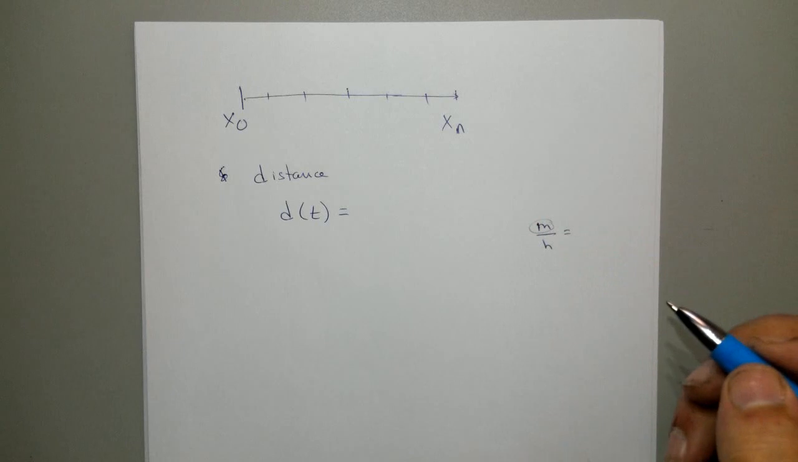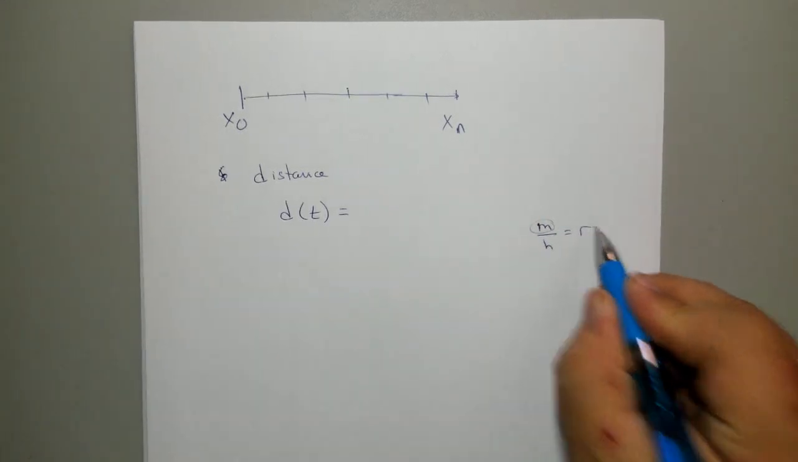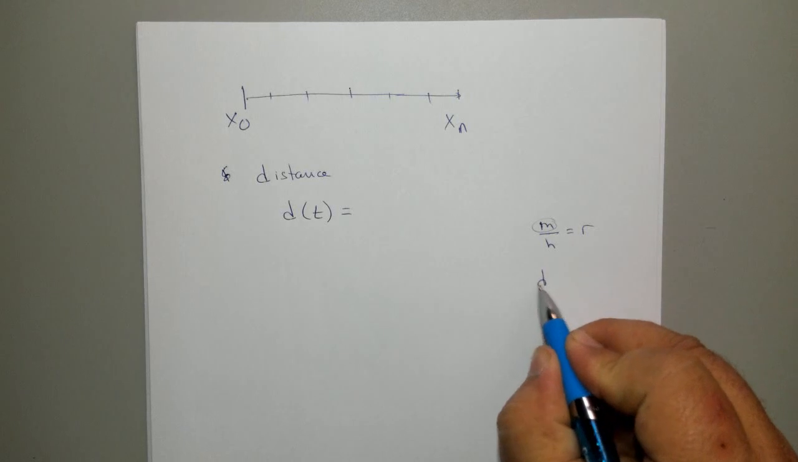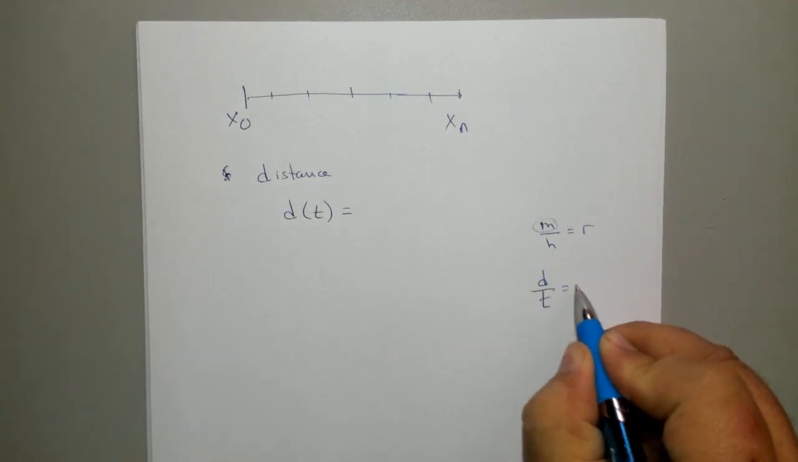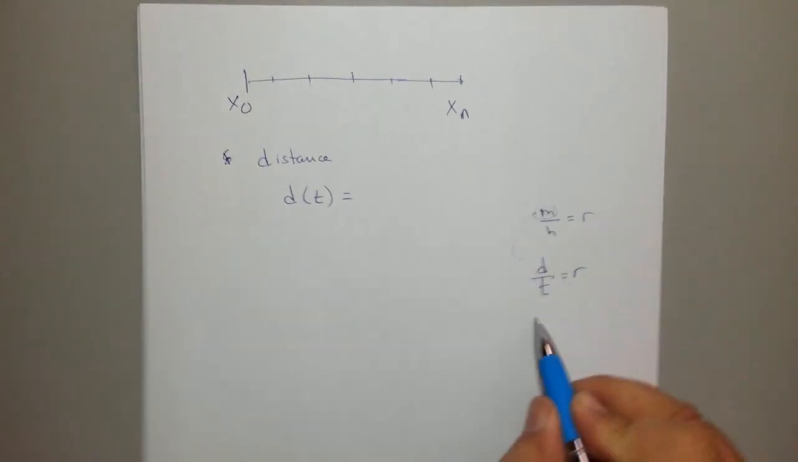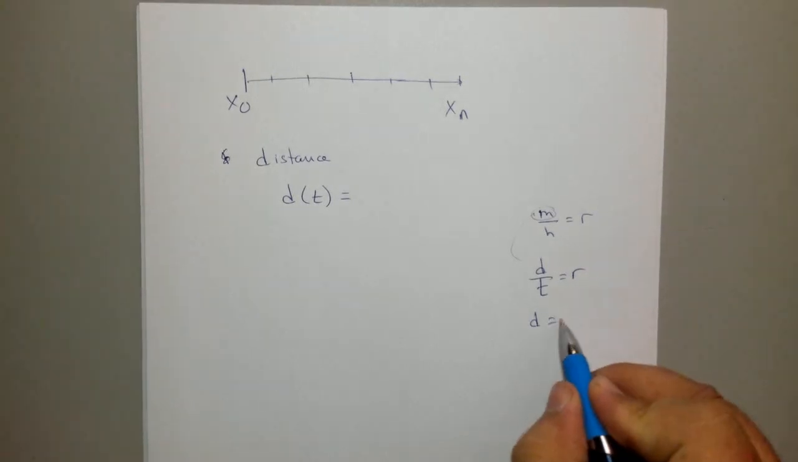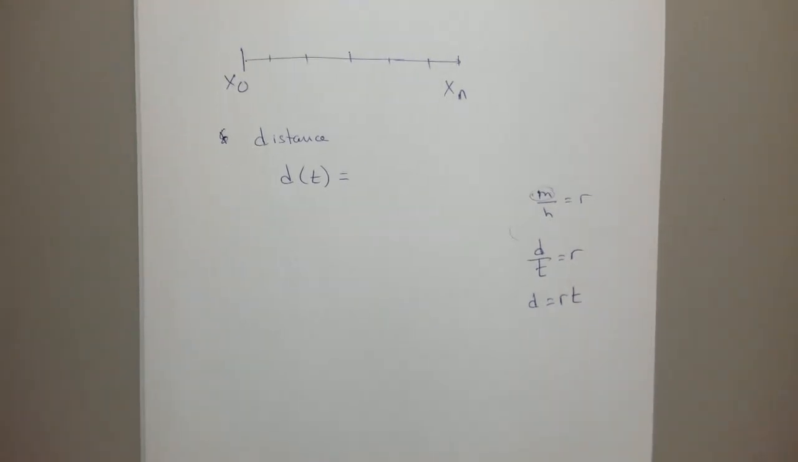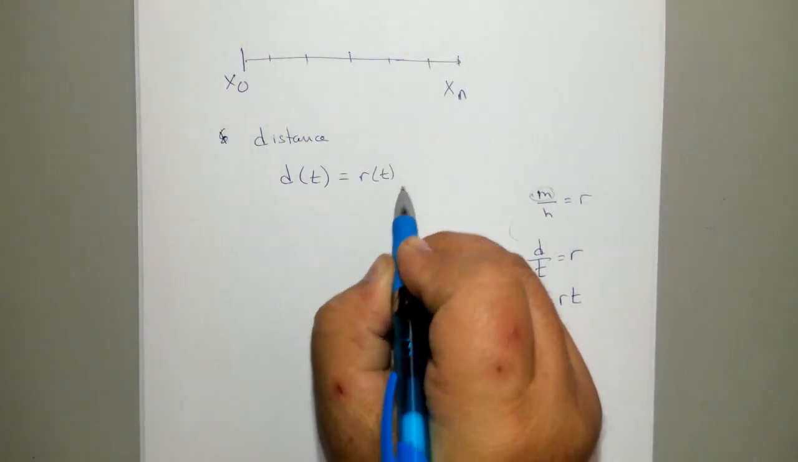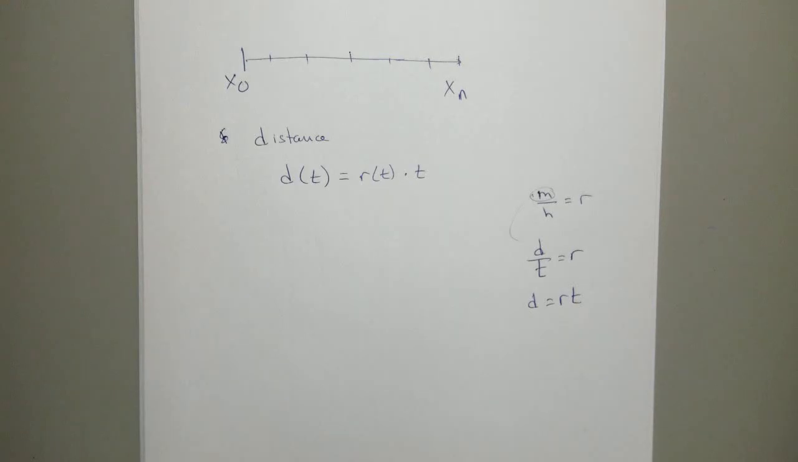So miles is the distance. Hours, this is called the rate. This is your speed. So since miles is your distance, hours is your time. So you have your distance over your time times rate. So distance, if you multiply t to both sides, distance is calculated by rate times time. Rate is a factor of time times time.